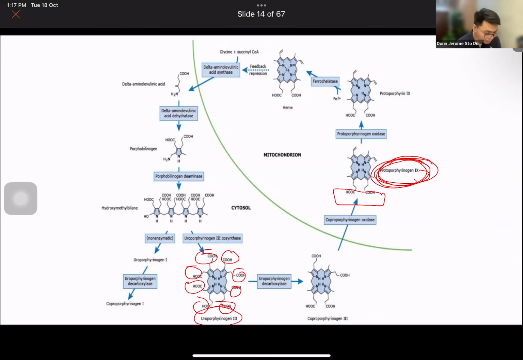Alright, Brink, you're raising your hand. Yes, Doc. So why I didn't get the part where all intermediates are toxic? Yes, later on we'll be discussing why the intermediates are said to be toxic. One of the reasons is some of the intermediates can cause damage to the neurons, and some of the intermediates, when they are exposed to light, can create reactive oxygen species that can damage the skin. Later on, when we discuss the porphyrias, we'll be discussing why these intermediates are toxic. Thank you, Doc. All right.